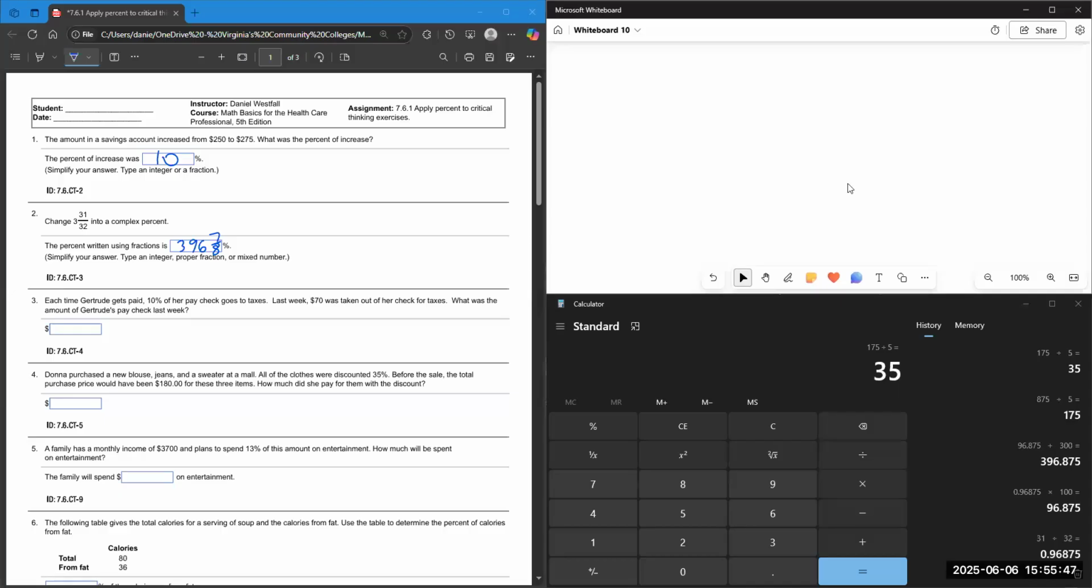All right. Each time Gertrude gets paid, 10% of her paycheck goes to taxes. Last week, $70 was taken out. What was the amount of Gertrude's last check? So 10x is equal to 7,000. X is equal to $700.